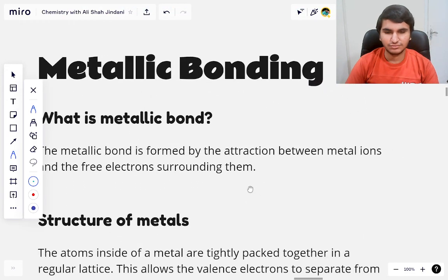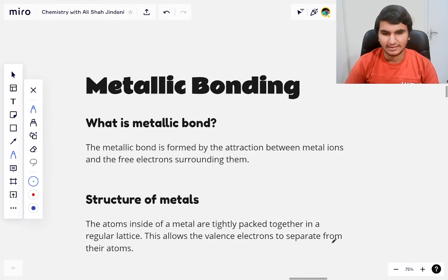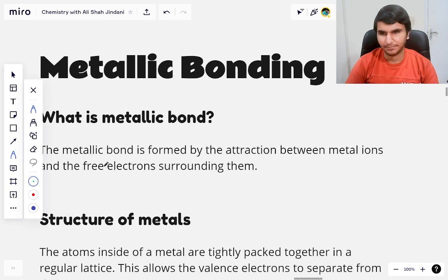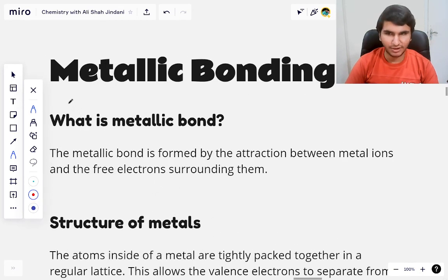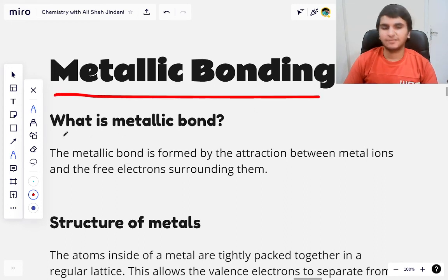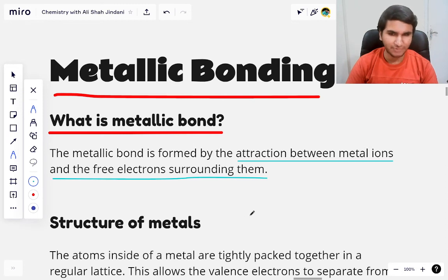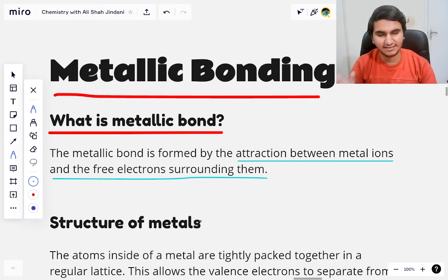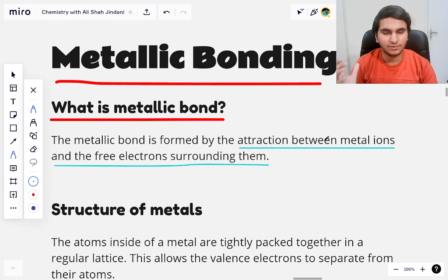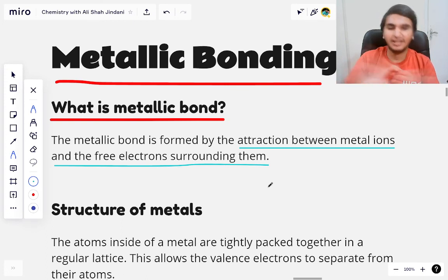And now we are going to move on to the next topic, which is metallic bonding. So let us talk about metallic bonding. First of all, what is a metallic bond? A metallic bond is formed by the attraction between metal ions and the free electrons that are surrounding them. This is a little different compared to ionic bonding and covalent bonding, because you are not transferring electrons, you are not sharing electrons, but rather you are freeing up the electrons.